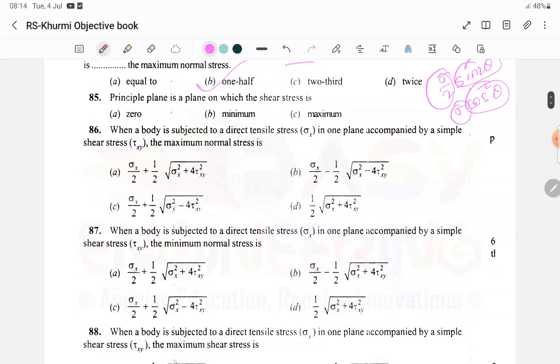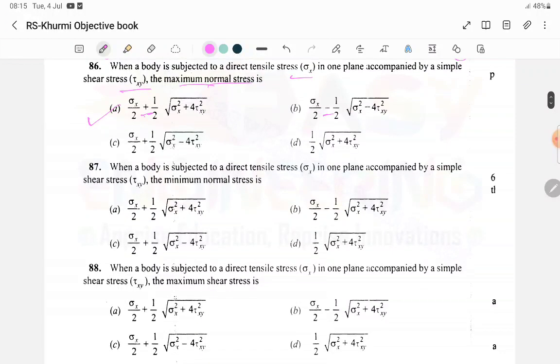A principal plane is a plane on which the shear stress is 0. When a body is subject to direct tensile stress sigma x in one plane, accompanied by a simple shear stress, the maximum normal stress is equal to sigma x by 2 plus 1 by 2 into the square root of sigma x whole square plus 4 into tau xy whole square. Correct. For minimum normal stress, the minus sign will come; for maximum, the plus sign will come. Minimum normal stress is asked now, so this one will come.